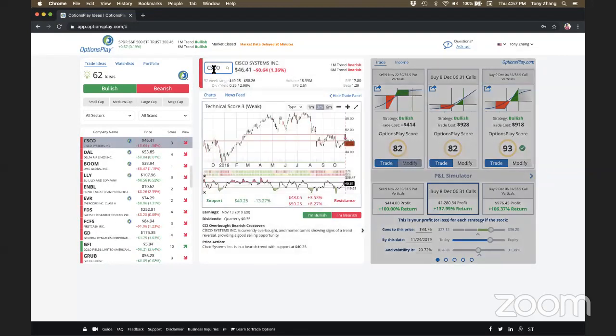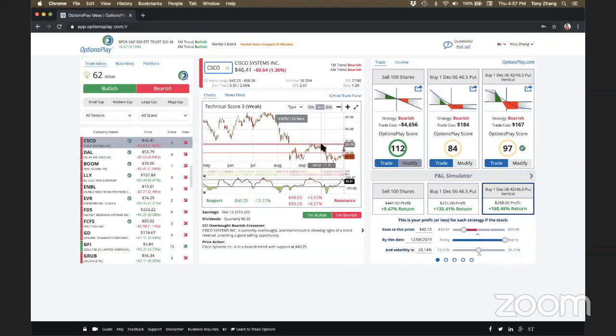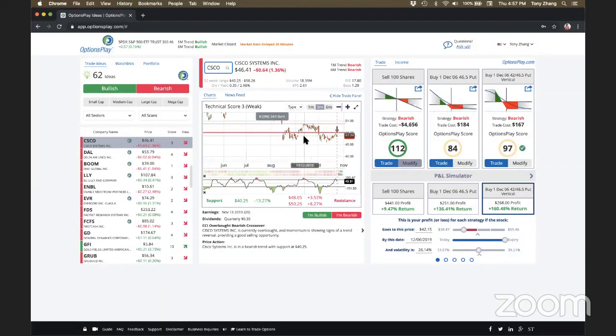Next, I'll take a look at Cisco, and I'll do this really quickly because I want to let you guys submit some symbols. So while I look at Cisco, why don't you guys submit some symbols? Submit a symbol, whether you're bullish or bearish on it, and let's take a look.